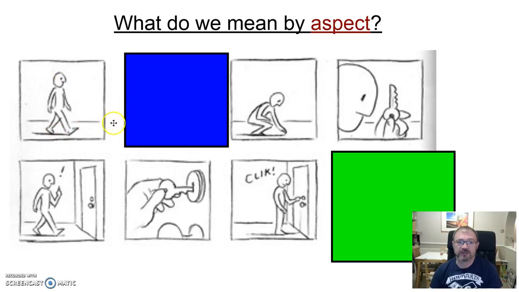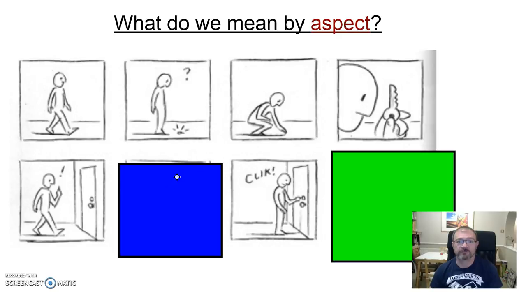Now you could say Brian walked down the road, Brian spotted a key. But that's not really precise enough, because if you look at the picture you can see he's clearly moving. And so Brian was walking down the road. That's something that was happening when the next thing happened.